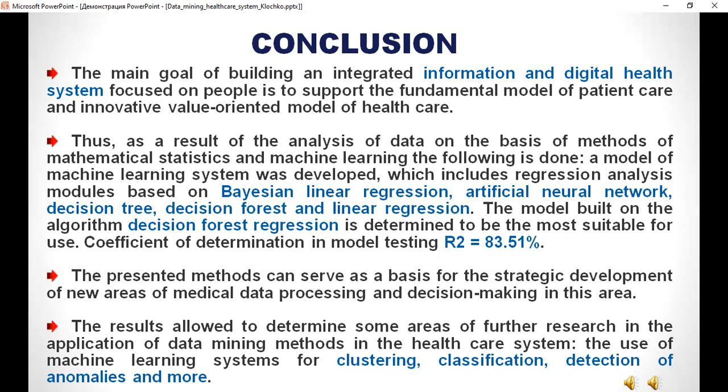The presented methods can serve as a basis for the strategic development of new areas of medical data processing and decision making in this area. The obtained results already determine some areas of future research in the application of data mining methods in the healthcare system, namely the use of machine learning systems for clustering, classification, detection of anomalies, and more.